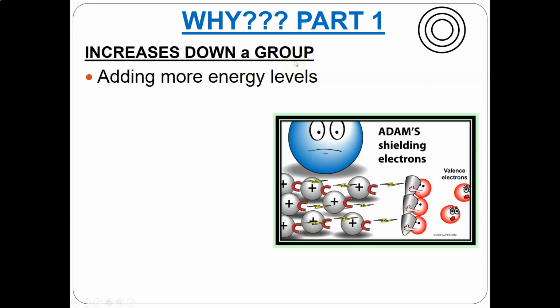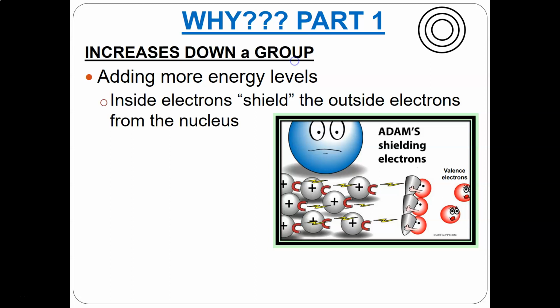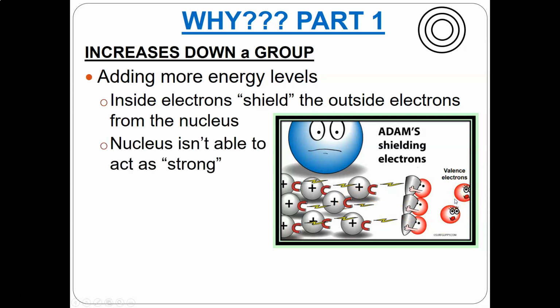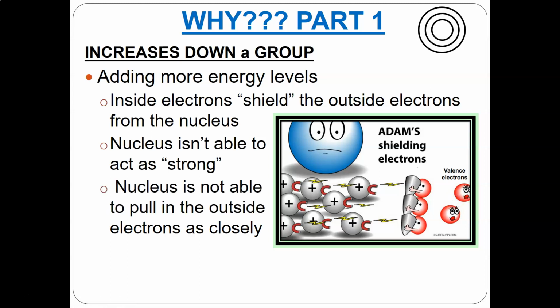So the reason the higher energy levels end up further and further from the nucleus is because the inside level of electrons are going to shield the outside electrons. If you look at this little cartoon down here, we have the nucleus pulling on the electrons over here. Here are the valence electrons on the outside, and all these inner core electrons are kind of shielding it. That means that the nucleus can't pull as hard on these valence electrons. It weakens their ability to pull them in closely. And if they can't be pulled in closely, then that means the radius will be bigger.